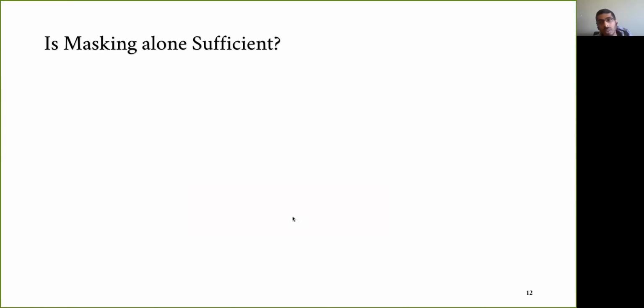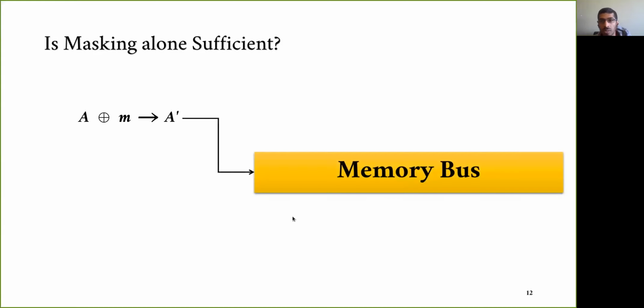So the next problem is that we have arrived with something that can secure this device, but is that sufficient? It is not sufficient actually. So let's see why that happens. So let's say we do the thing that I explained earlier to some value a, and we come up with a dash, and we store this into the RAM by using the memory bus.